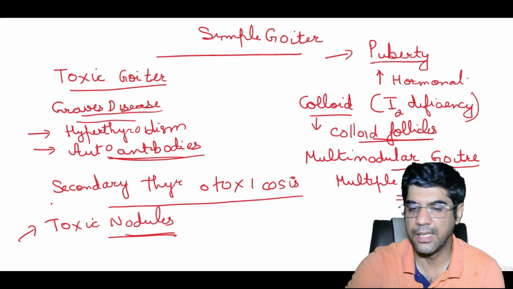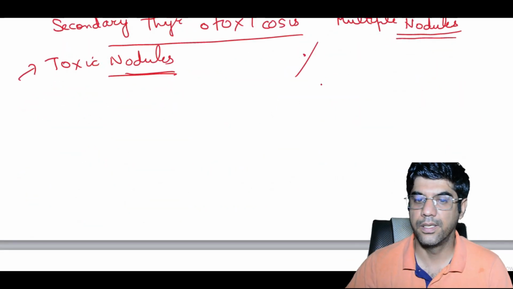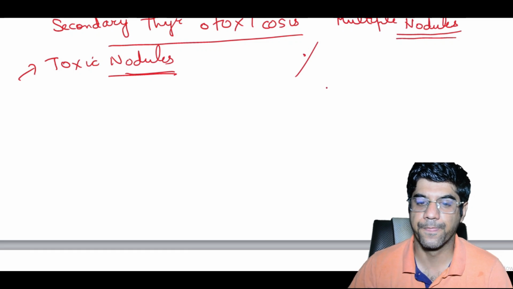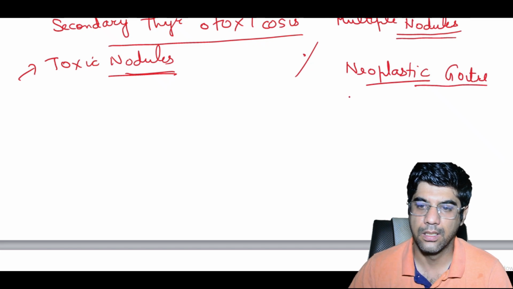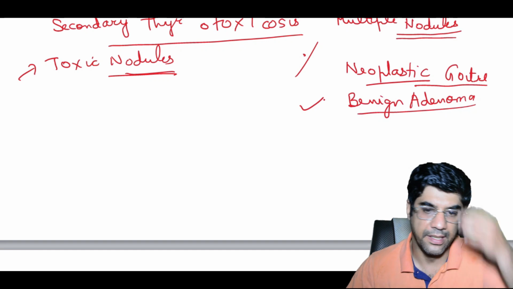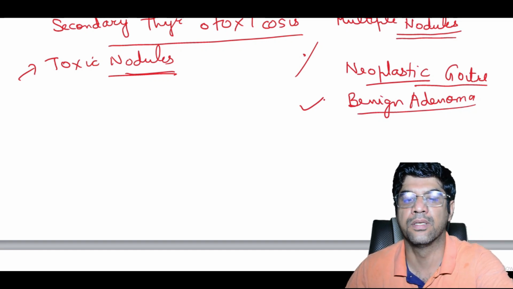The third type is the neoplastic goiter that can be benign adenoma, also known as follicular adenoma. It's a non-cancerous tumor that arises from the follicular cells.